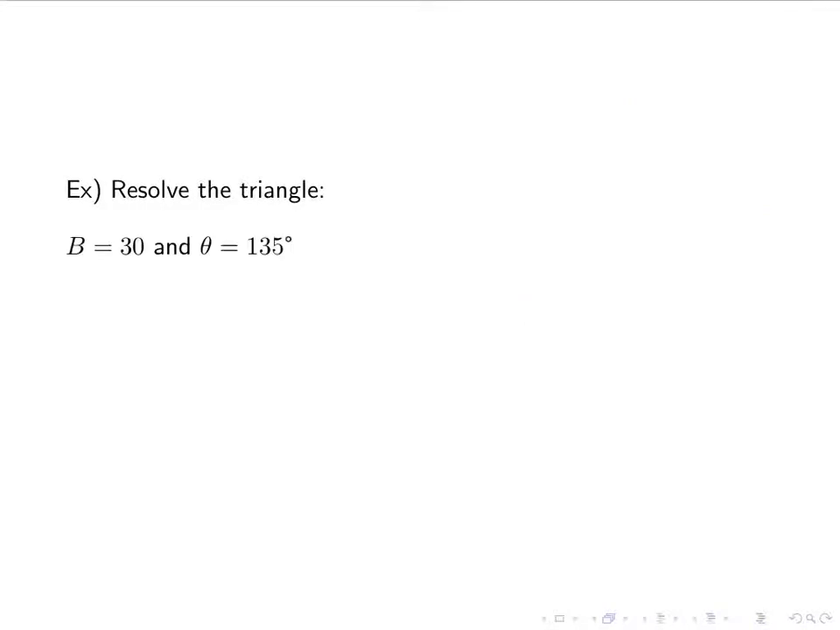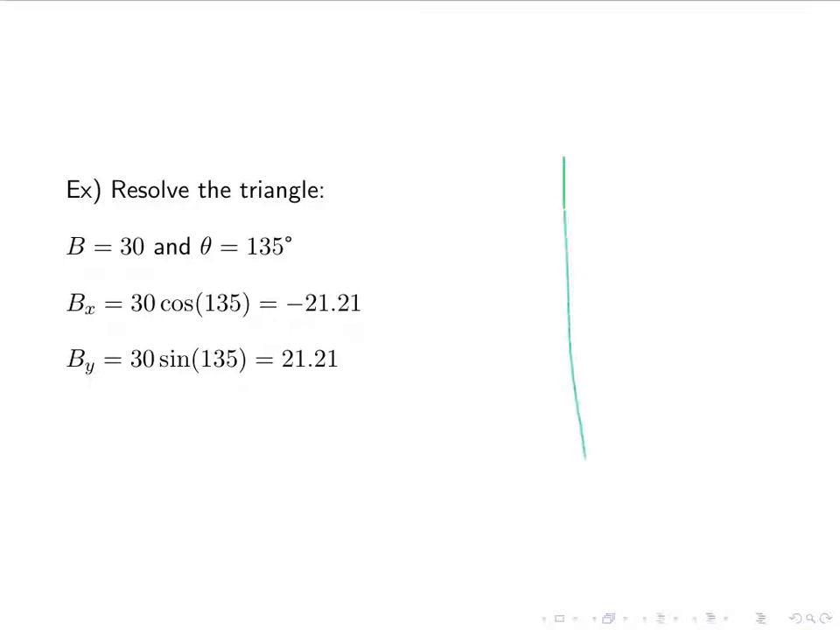So let's try another one. B is 30 and theta is 135 degrees. So b sub x is b times cosine of theta, which is negative 21.21. And b sub y is b sine theta, which is positive 21.21. Again, we'll double check this, make sure it makes sense. 135 degrees is right here, so it's quadrant 2. So x is negative, y is positive.